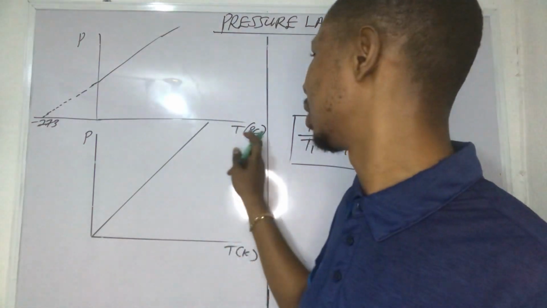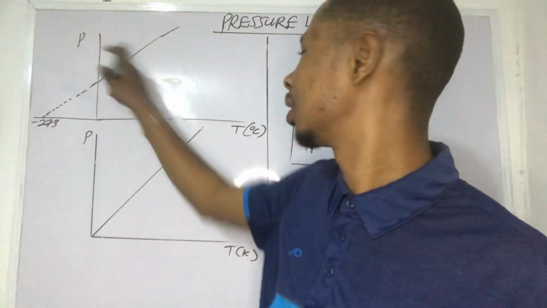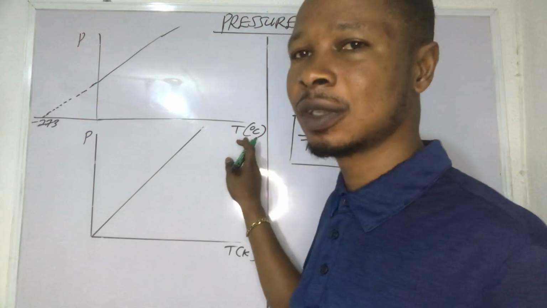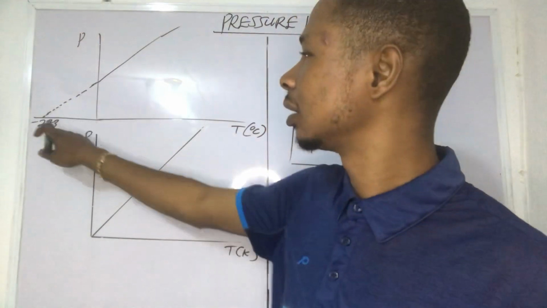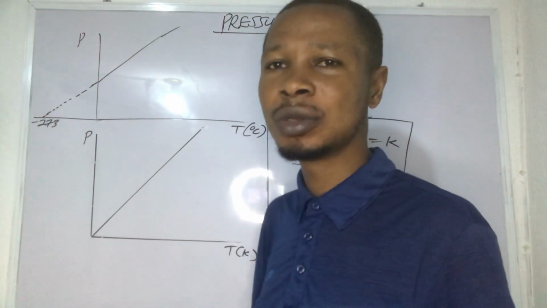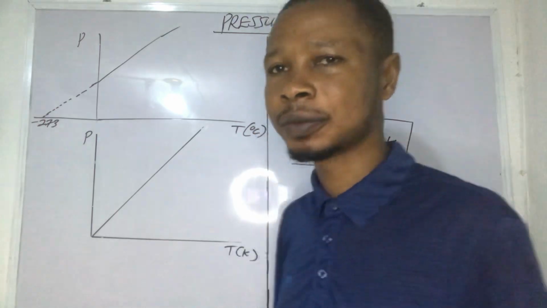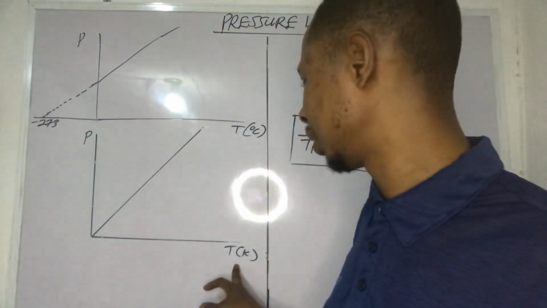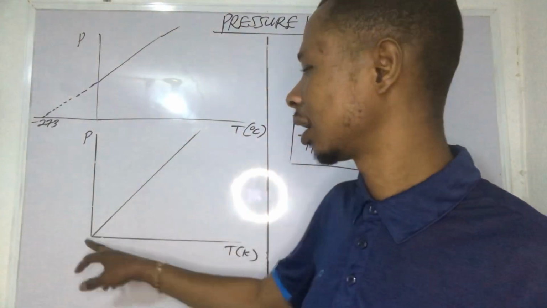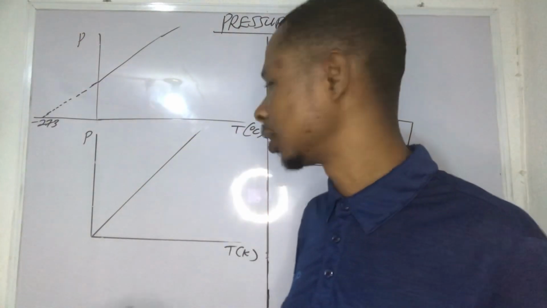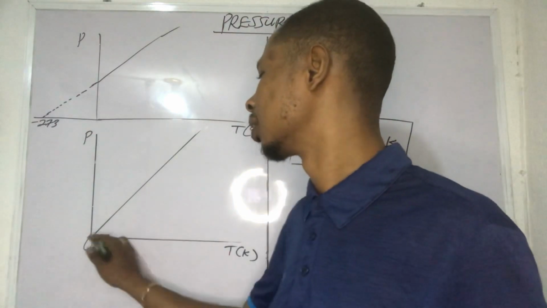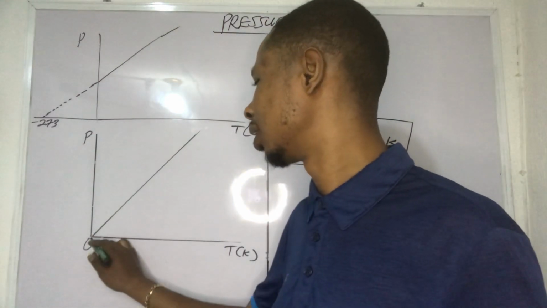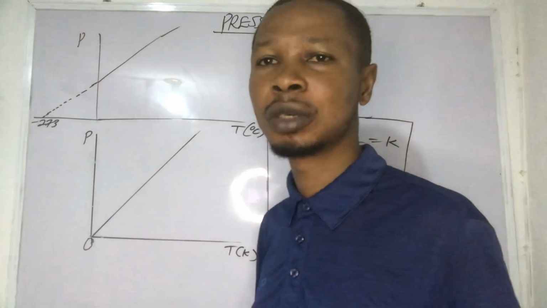Either pressure against temperature in degrees Celsius, which will look like this. This minus 273, we call it absolute zero temperature. Or you are plotting pressure against temperature in Kelvin. Then you have a straight line graph that passes through the origin. So this is the graph of pressure law.